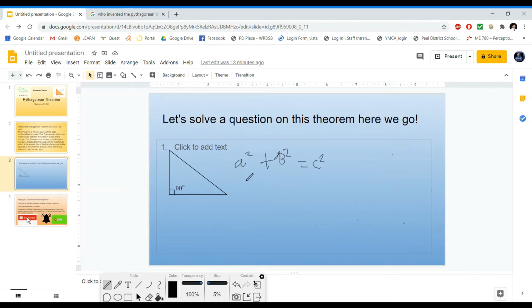Now let's get started. The formula is a squared plus b squared equals c squared. So let's give numbers to the sides. This theorem can only work for finding one side of a triangle, so you need to know two sides, what the numbers or the measurements are. Let's give this side 5 and this side 10, just to keep it simple.